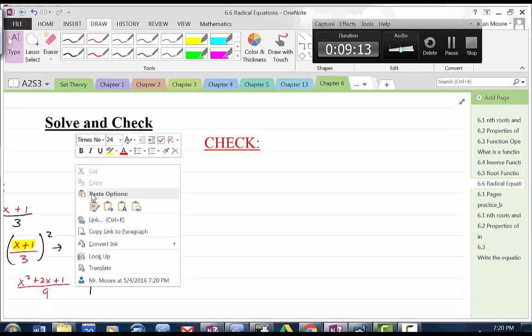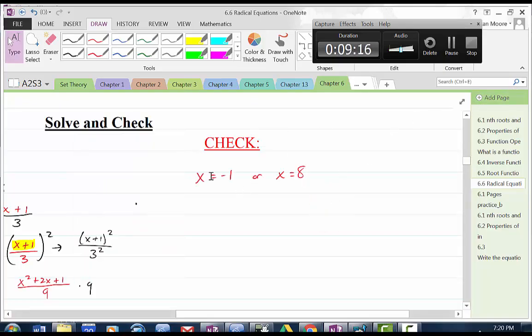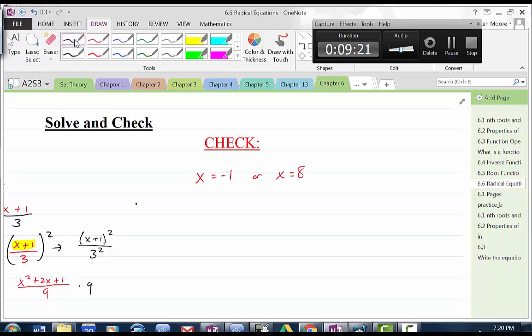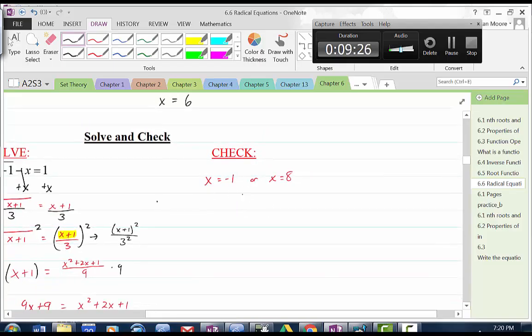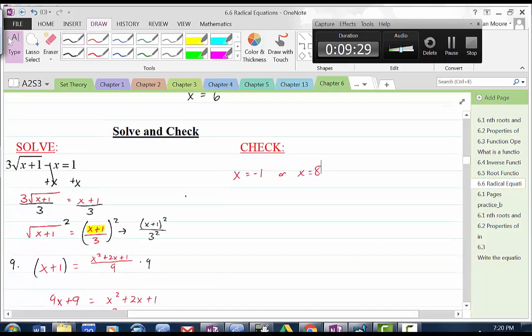So ultimately, I'm sorry, either x equals negative 1 or x equals 8. And remember that the equation that we are checking is 3 times the square root of x plus 1 minus x equals 1. We're checking to see if those solutions work in that equation. So we're trying to see what's going to work inside of this equation right here.